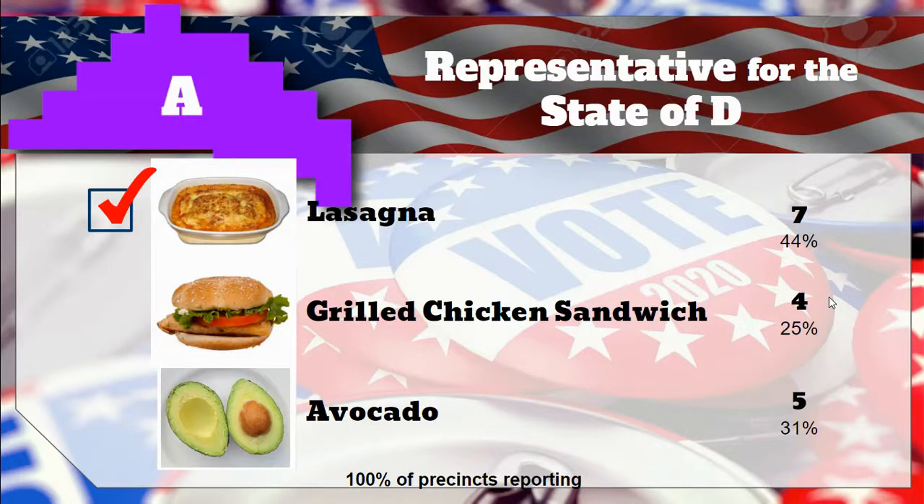And possibly one of the bigger surprises of the night, a sandwich falls to an obscure fruit or vegetable. Grilled chicken sandwich did not secure as many votes as avocado. Avocado took down grilled chicken sandwich, and the obscure fruits and vegetables have got to be happy about that. Wow, what a big night for avocado. Now, this would be very interesting if this was a 2-candidate race, to have seen where those 5 votes could have gone if we would have stayed with our 2 major groups of pasta or sandwich. Wow, what a big update there. So lasagna with the win.